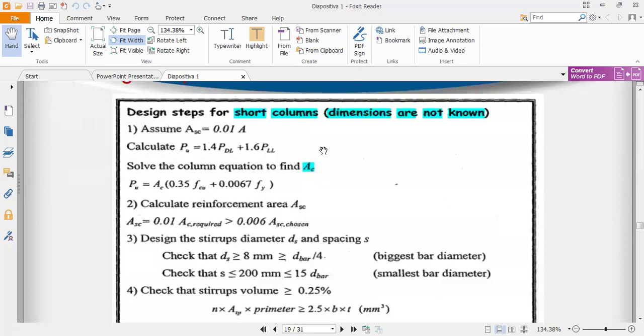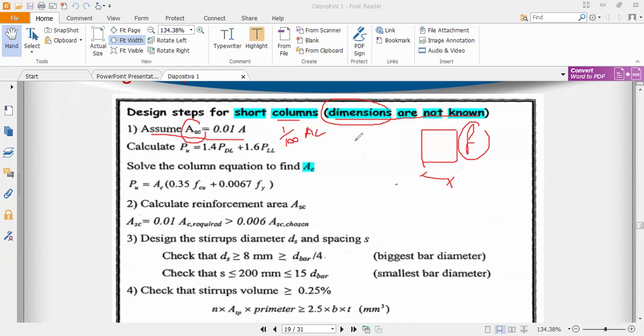These are the steps of our design of short columns. The first step: if you do not know the dimensions of the column, which means I haven't any information about the length and width, the short dimension and the long dimension, we can assume in the beginning that the area of steel of the cross section equals 1%. 1% of the area of the cross section.